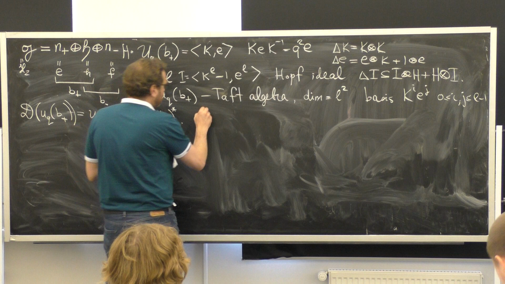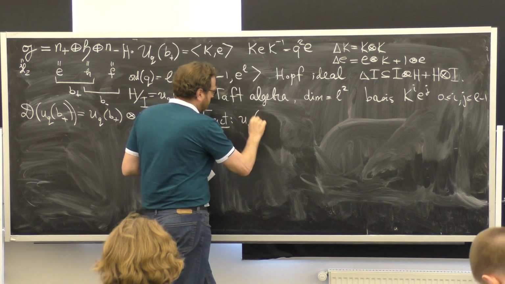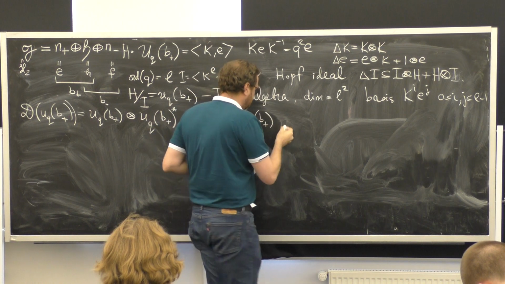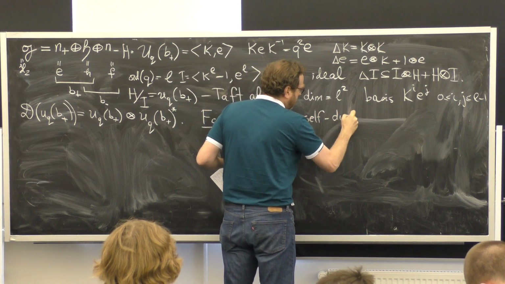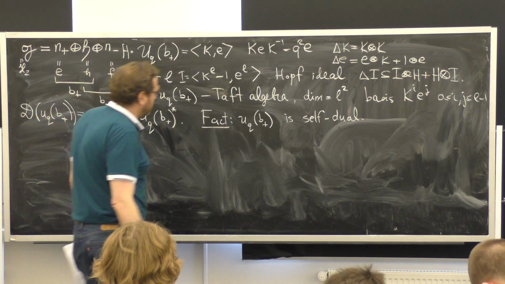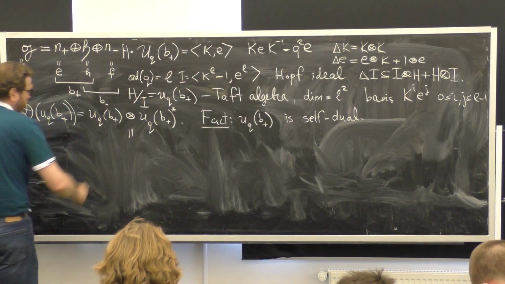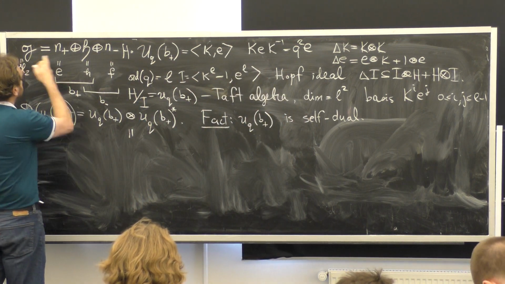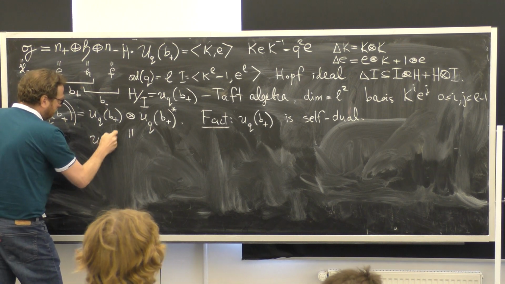So a fact is that UQ of B plus is self-dual. And so I want to write this as a product of two copies of UQ of B plus, but actually I want to make a G, so I'm going to write one of them as UQ of B minus.